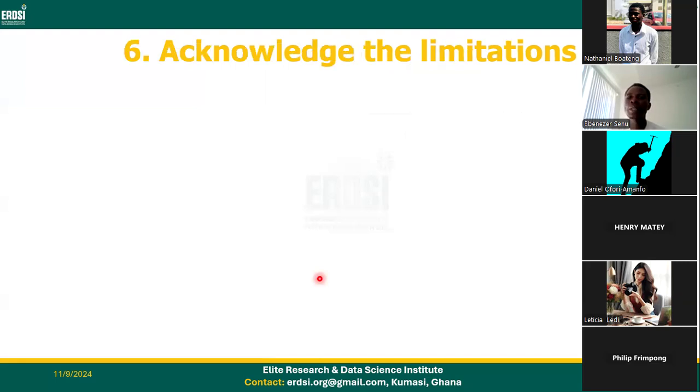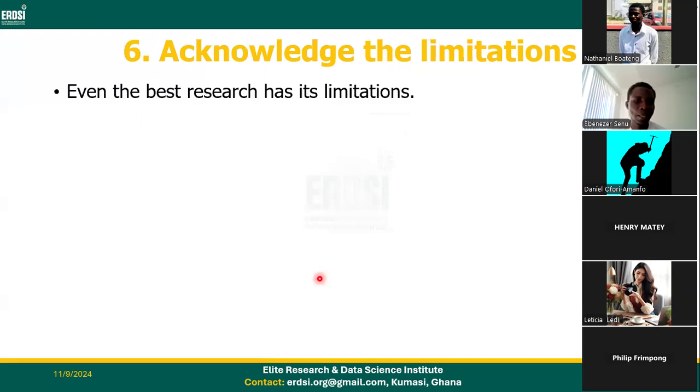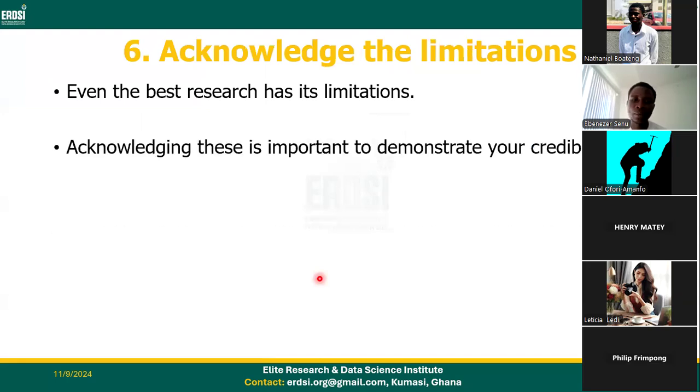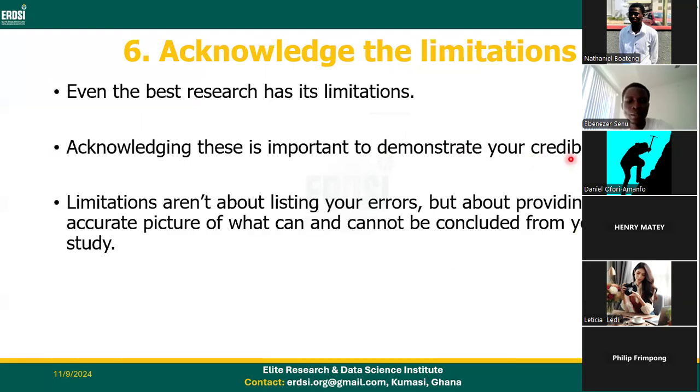Then you acknowledge the limitations. You have to know that even the best research has limitations. In fact, acknowledging limitations is important to demonstrate your credibility. And you have to know that it's not about listing your errors, but about providing a clear picture of what can and cannot be controlled from your study.